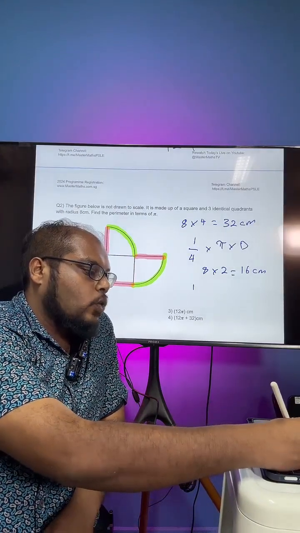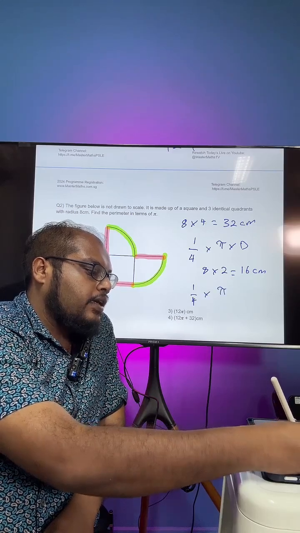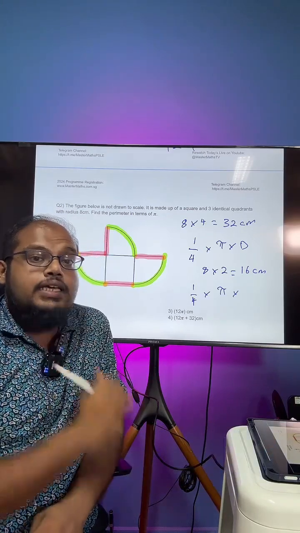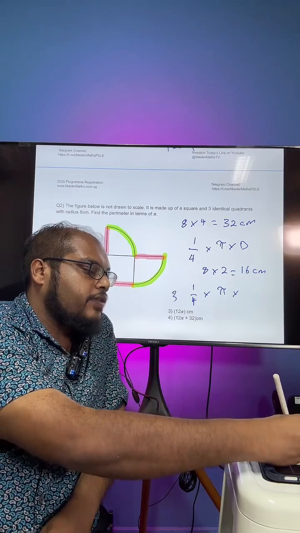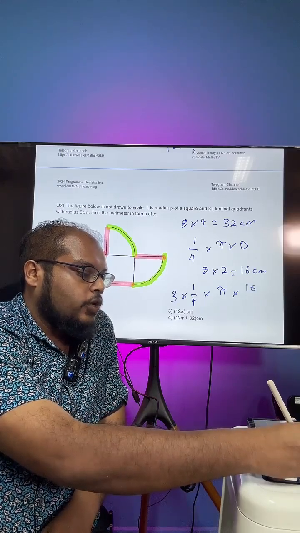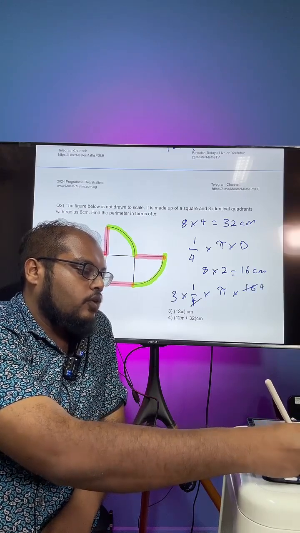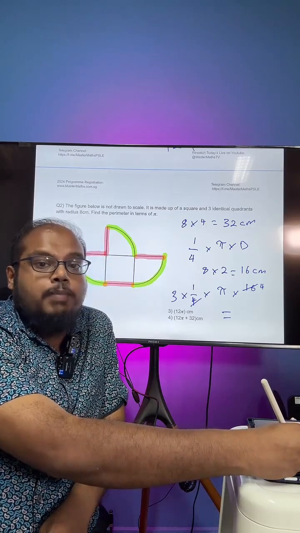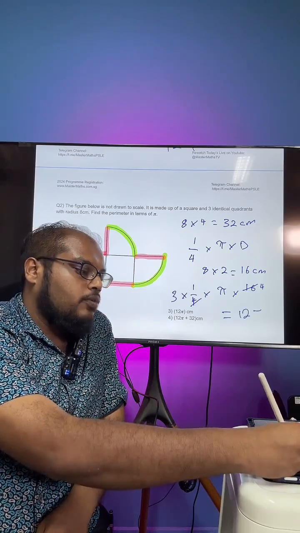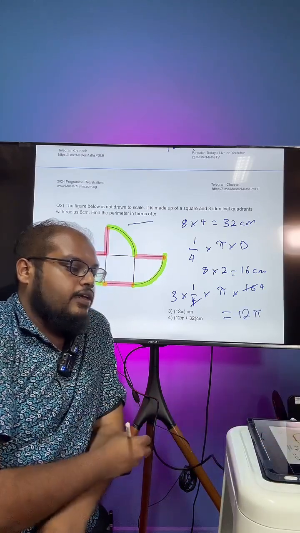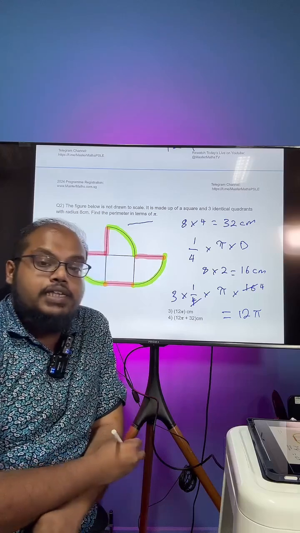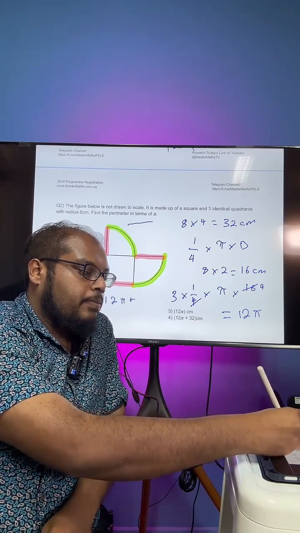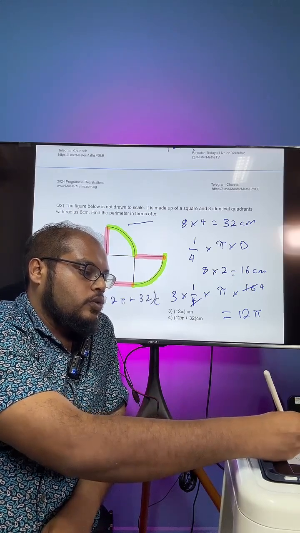So, apply back there. Quarter times pi times... not just about the quarter. There are 3 quadrants, right? So, why not just add the 3 in front also? Times 16. So, cancel this and this. We got 4 times pi times 3, 12 pi. They asked to leave it in terms of pi. Alright, so last step, we must add everything. So, 12 pi plus 32 cm.